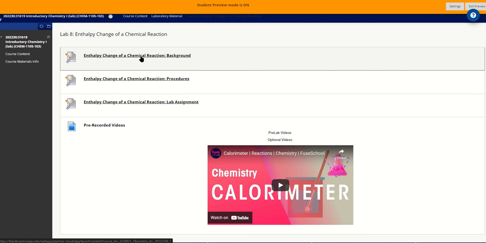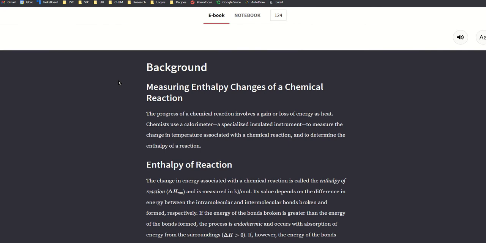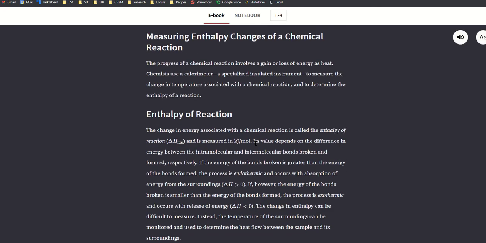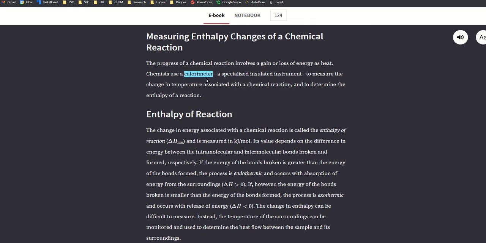So I open up my background, my procedures, my lab assignment. Of course, there's an extra optional video here that would help you if you needed some more background information, but here is the background that they give you. And what we're doing is measuring enthalpy changes of a chemical reaction. So we have a very specific instrument, and we are completing a very specific technique. So the instrument is a calorimeter, and then the technique is calorimetry.